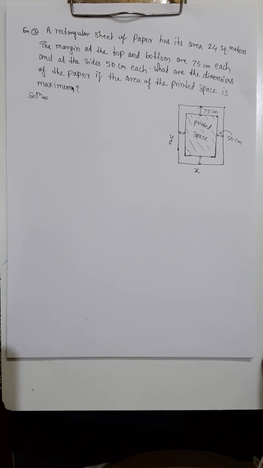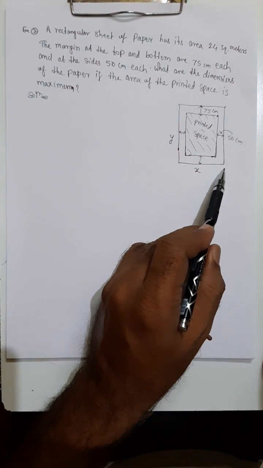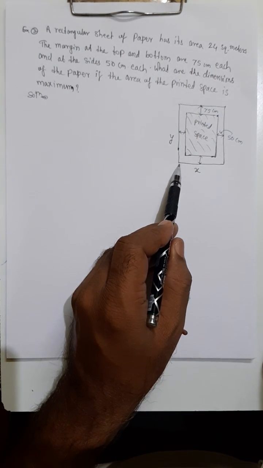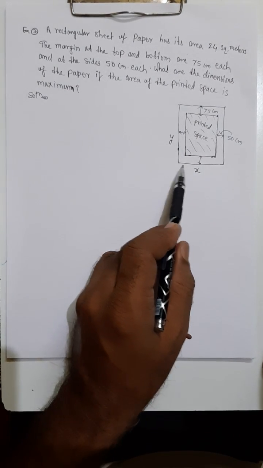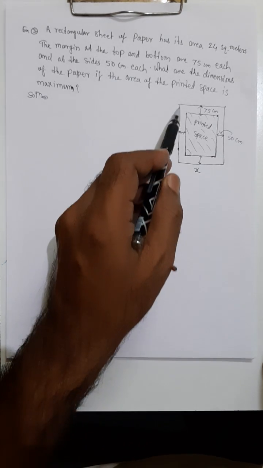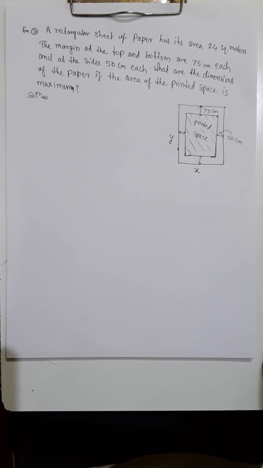At that time we have to show that whatever we print on this paper, that area of printed space must be maximum. So when the area of printed space is maximum, we have to find what is this breadth and what is this height or length of this sheet? That means we have to find x and y here.